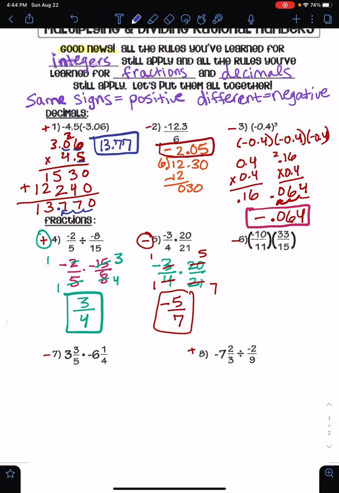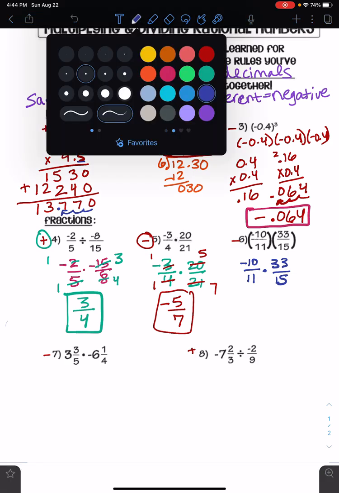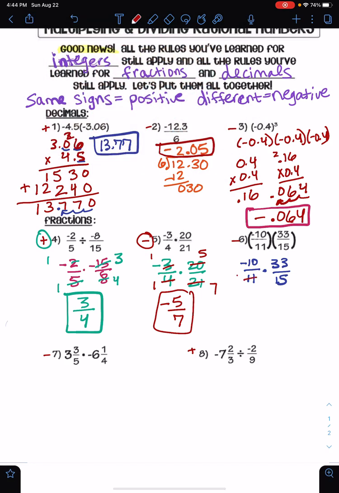For this example, I have -10 over 11 times 33/15, all kinds of cross-canceling happening here. 11 goes into 11 once and into 33 3 times. 5 goes into 10 twice and into 15 3 times. So I have -2 times 3 is -6. And then I have 1 times 3 is 3.